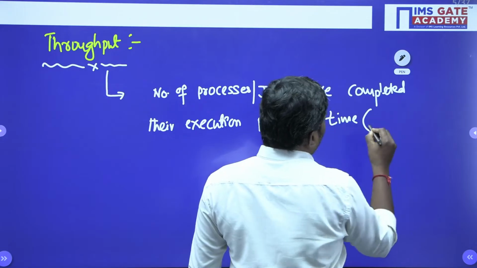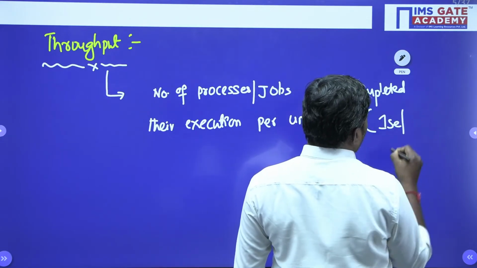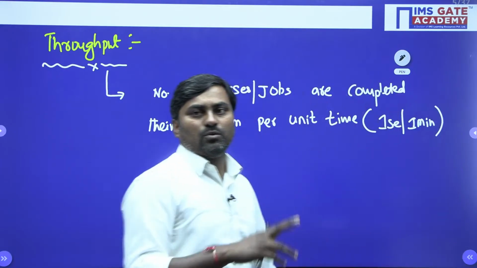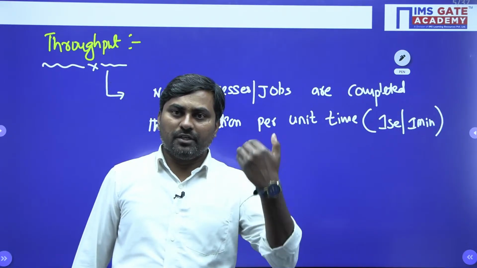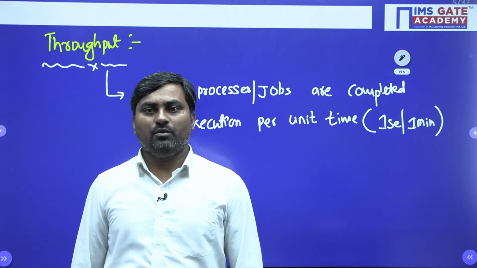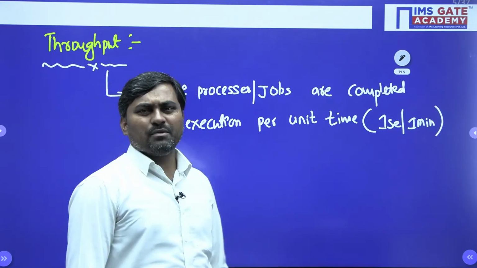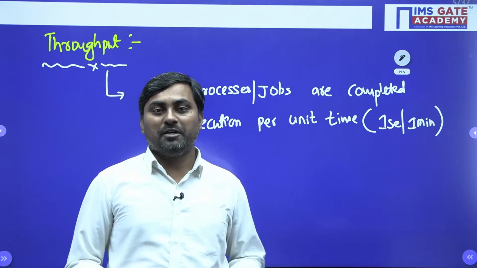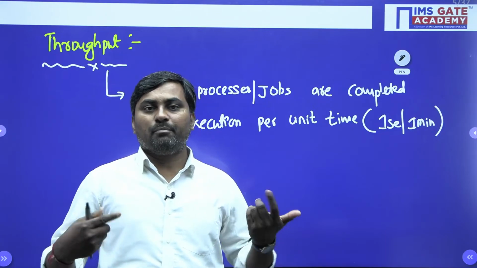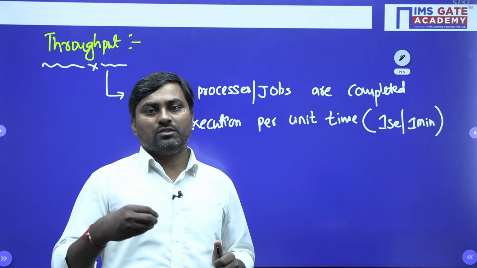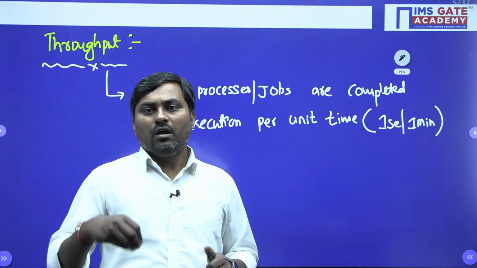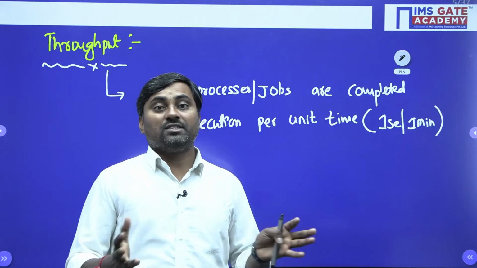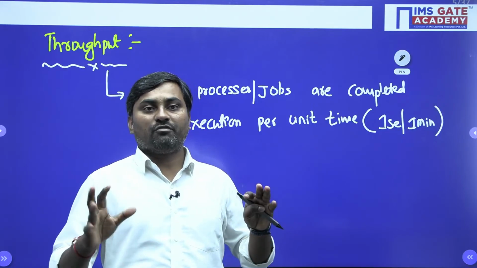The unit time can be 1 second, 1 minute, 1 hour, or even 1 millisecond. Number of processes completed per unit of time. Very good. For example, if I want to calculate my throughput, how many topics I completed per unit of time. Suppose I plan a schedule of 10 hours, then in 1 hour, how many topics I could complete with the understanding of a student. This is the throughput of a faculty.